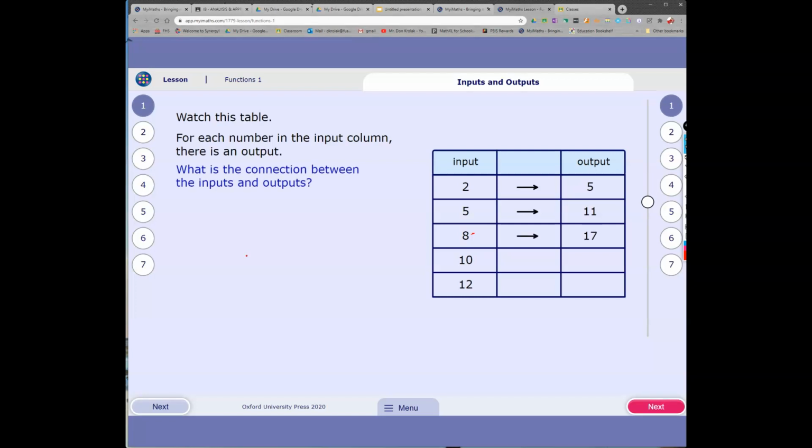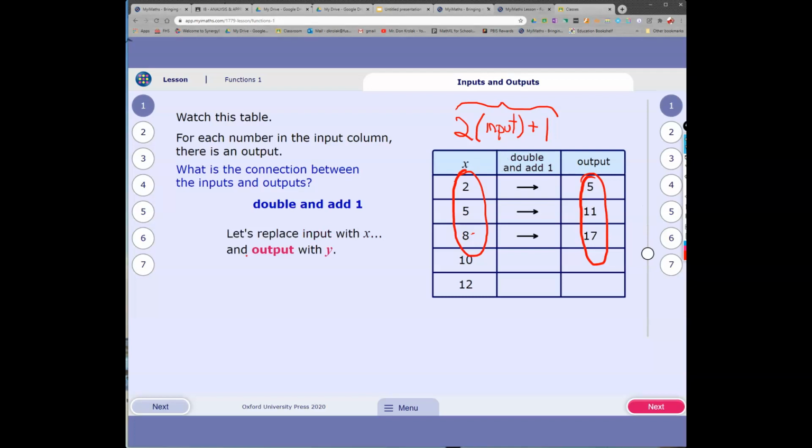etc., 11, 17. Now, what we're looking for is what's the connection between the inputs and the outputs. So we're looking for a pattern here that's taking these numbers, it's applying some kind of rule and creating these numbers. All right, so if we looked at this, what's happening is the input is getting multiplied by 2, and then 1 is being added to it, and that's creating the output. So this is the rule that maps an input to an output. So we're doubling and we add 1.